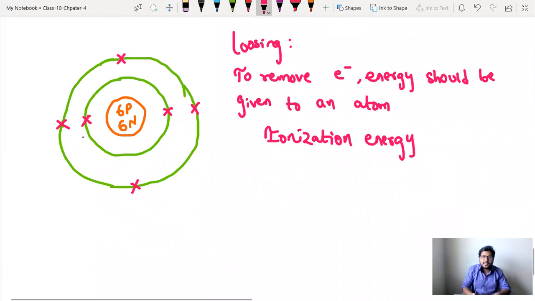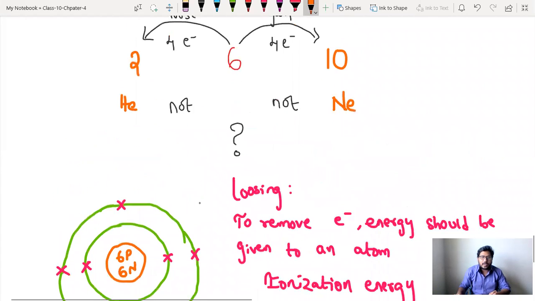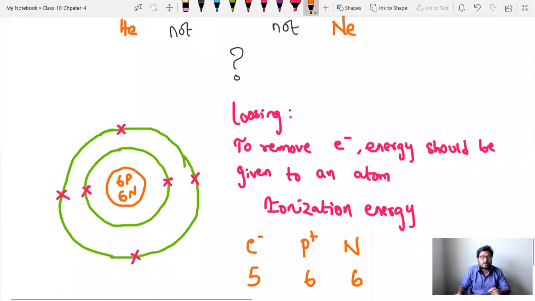Now, what is the electron, proton, neutron count? Electrons are 5 because you have removed 1. Protons are 6 because you cannot remove a proton, you cannot remove a neutron, you cannot divide the nucleus, isn't it? Now you need to remove another electron, because we need to remove 4 electrons, right? It should lose 1 more electron.